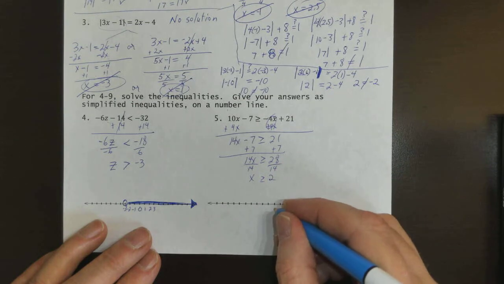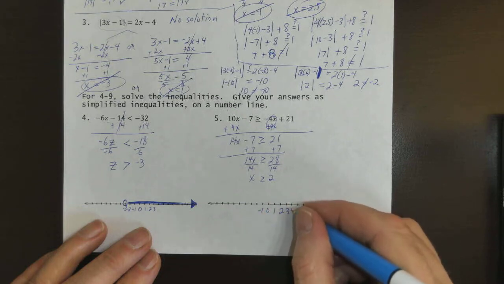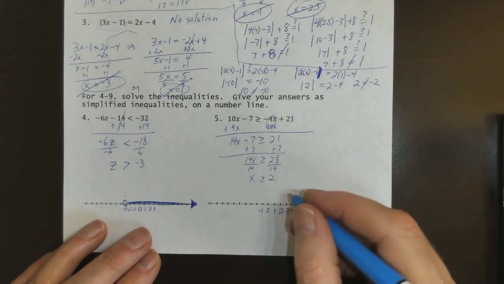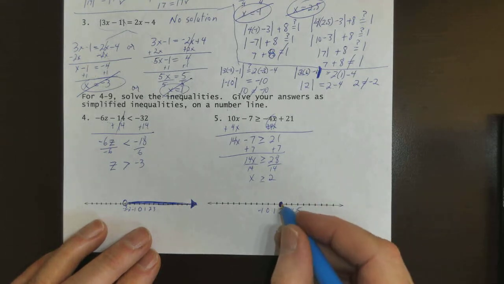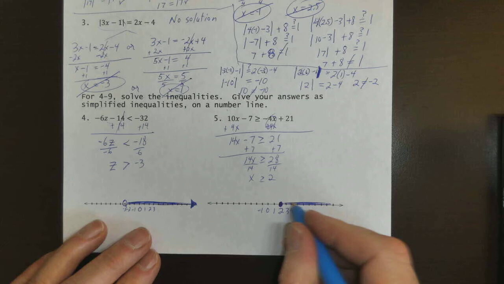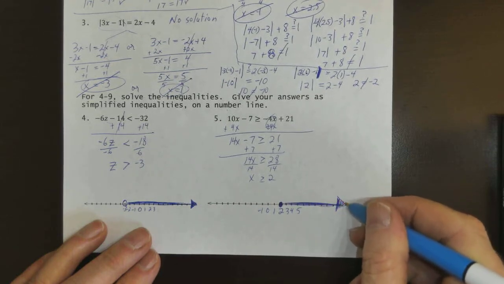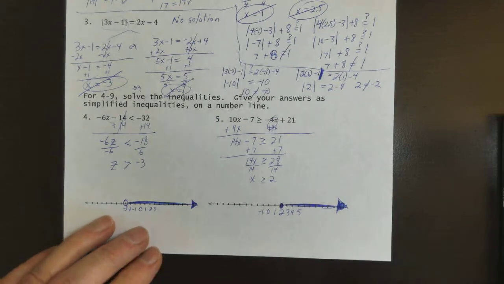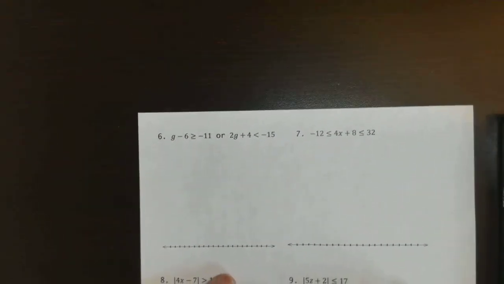So I'll put 2 here, 1 here, 0, -1, 3, 4, 5. X is greater than or equal to 2. So I'm going to put a closed circle and heavy arrow to the right again. Okay, that was 5.